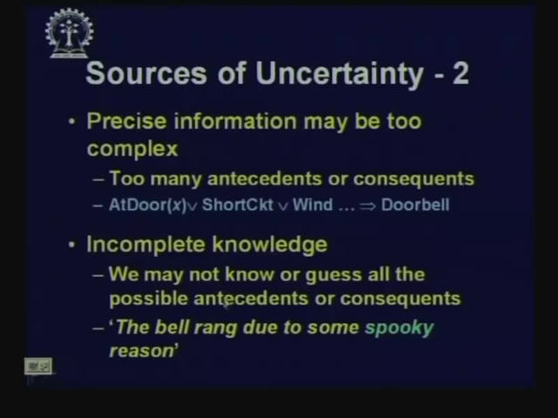We may not know or guess all the possible antecedents or consequences. Maybe I thought that the doorbell rings besides somebody being at the door, because of a short circuit or wind or an animal, but there can be some other reason. The bell rang due to some spooky reason. I don't know what, but something. That means my knowledge is incomplete there. So, in order to build a system that is robust, reasonably good and mimicking human intelligence, at least trying to, we have to deal with such incomplete knowledge.